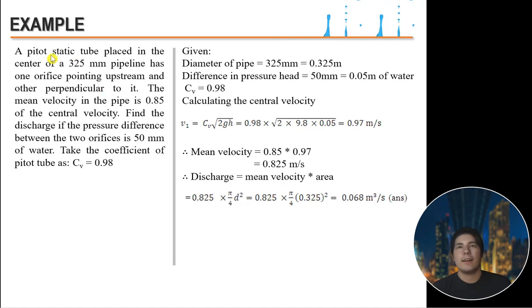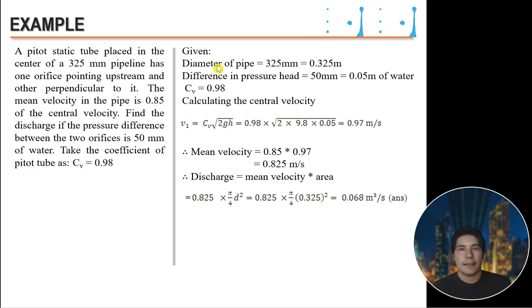So for example, we have this Pitot tube placed in the center of a 325 mm pipeline, with one orifice pointing upstream and another perpendicular to it. The mean velocity in the pipe is 0.85 of the central velocity. Find the discharge if the pressure difference between the two orifices is 50 mm of water. Take the coefficient of the Pitot tube as 0.98.